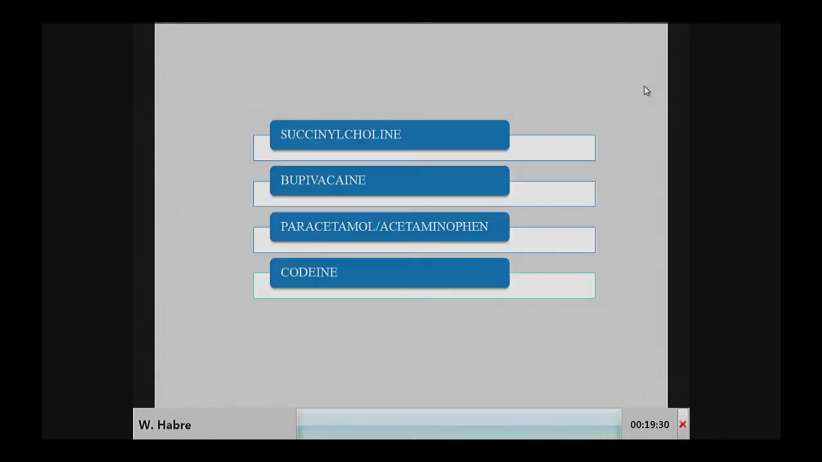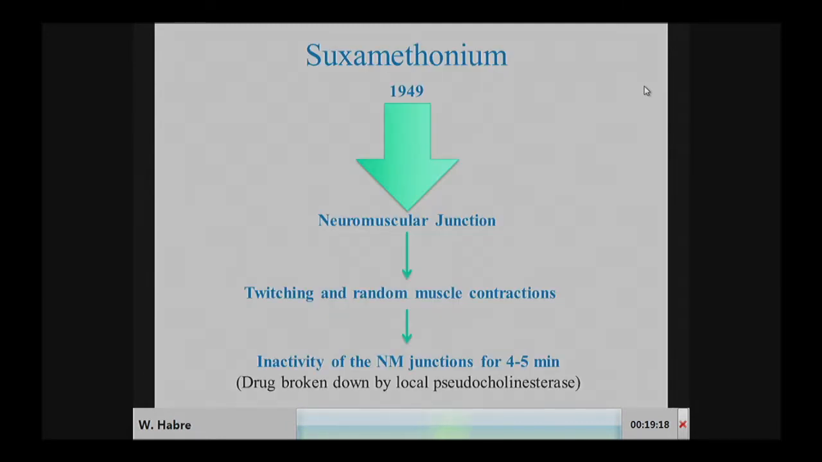So the 4 drugs I'm going to share with you today: suxamethonium, bupivacaine, paracetamol, or acetaminophen, I don't know in Italy how it is called, and codeine. And I will touch on tramadol.